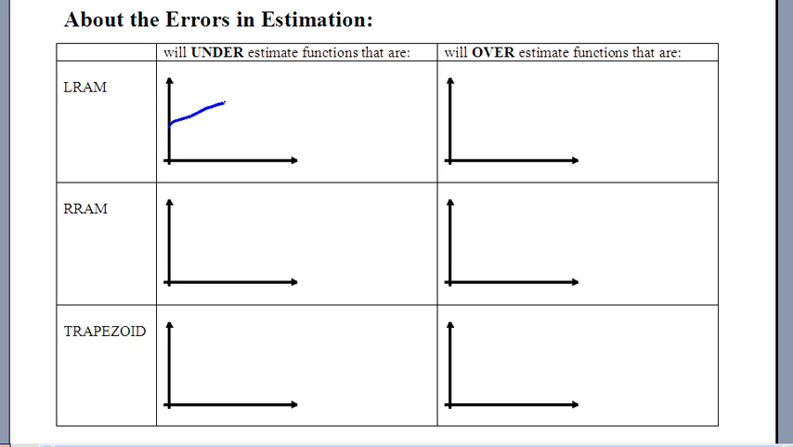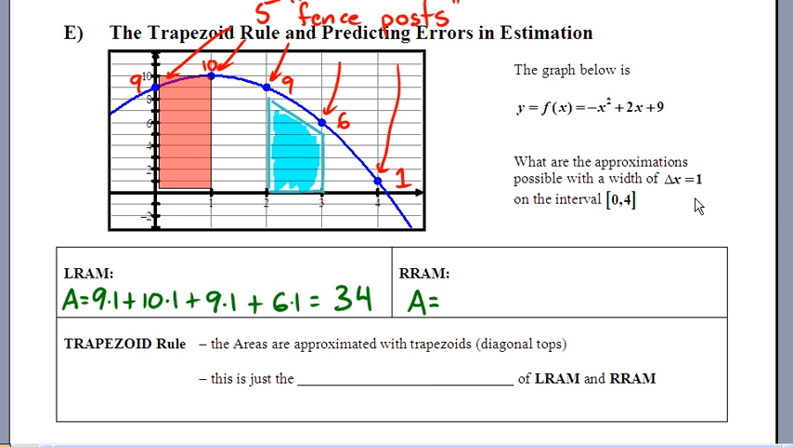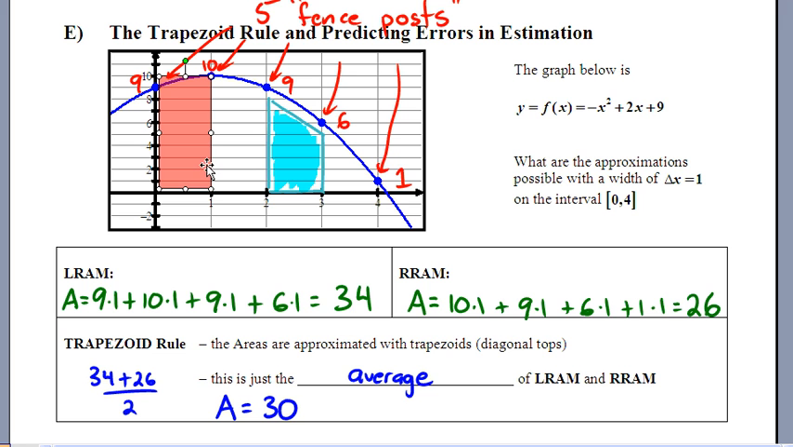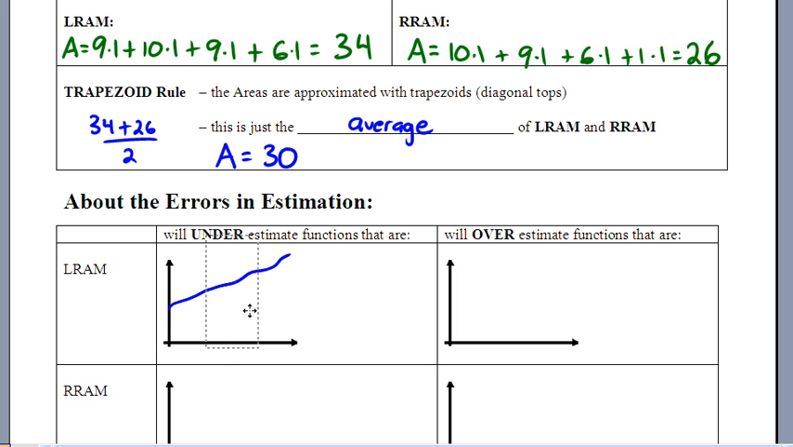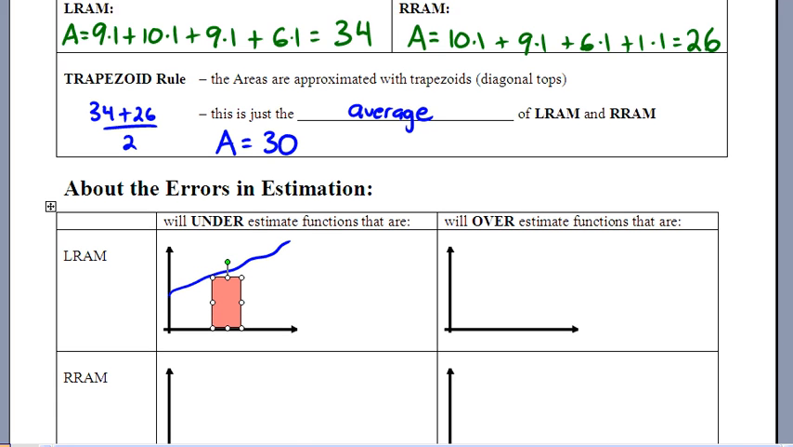So let's just draw a graph that's increasing. And if you were to go and add in ribbons that were left attached, what you will find is that this will always underestimate the true area of the graph if the graph is increasing.